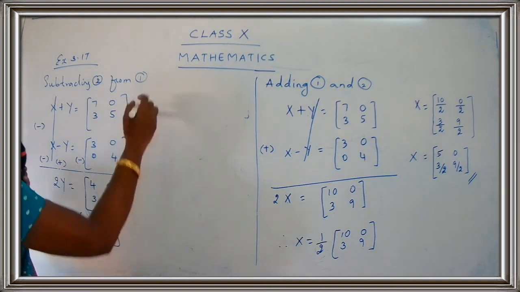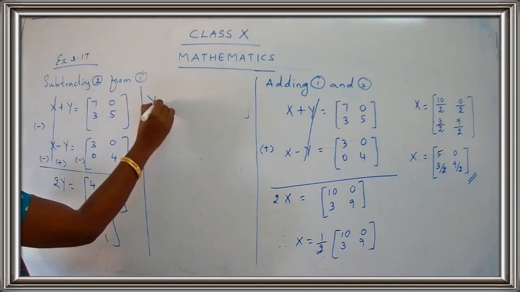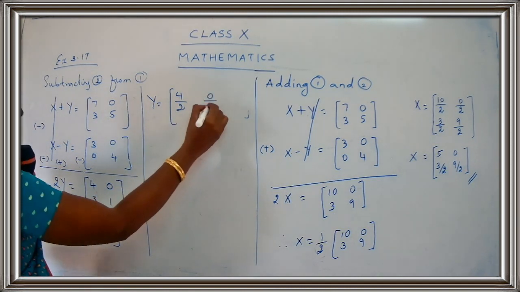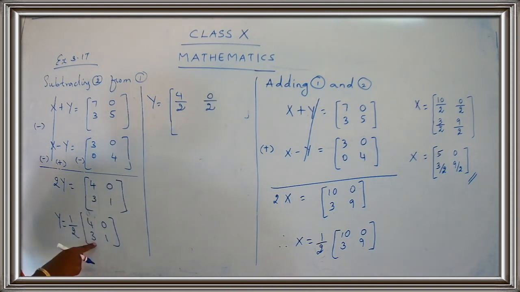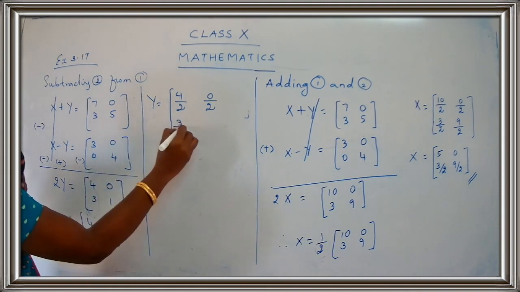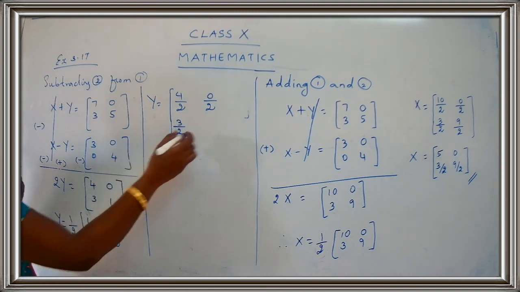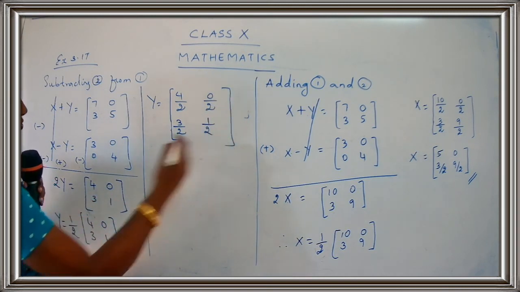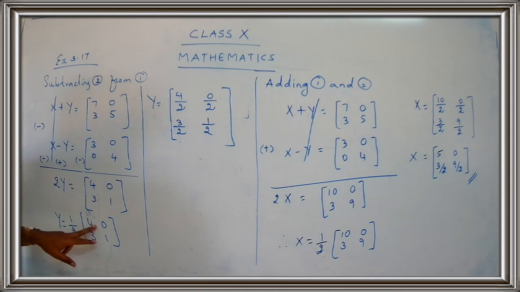I'll just work out here. So y is equal to 4 into half, 4 by 2. 0 into half, 0 by 2. 3 into half, 3 by 2. 1 into half, 1 by 2. Okay, children, so I have multiplied the elements by half. So I get 4 by 2. 0 into half is 0 by 2. 3 into 1 by 2 is 3 by 2. 1 into 1 by 2 is 1 by 2. So we get the elements over here.